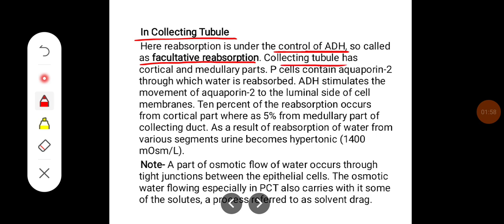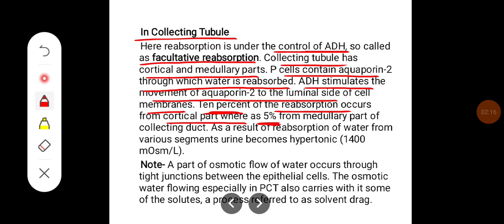Collecting duct has cortical and medullary parts. P cells contain aquaporin 2 through which the water is reabsorbed. ADH stimulates the movement of aquaporin 2 to the luminal side of the cell membranes. 10% of the reabsorption occurs from cortical part, whereas only 5% from the medullary part of the collecting duct.